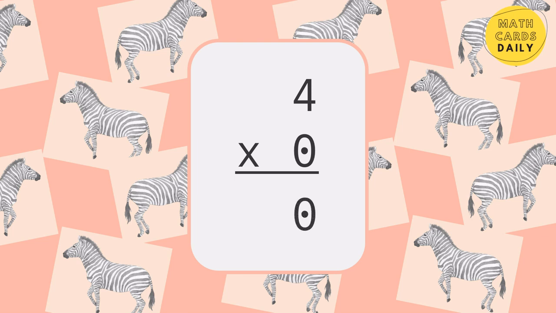Four times 0 is equal to 0. 4 times 1 is equal to 4. 4 times 2 is equal to 8. 4 times 3 equals 12. 4 times 4 is equal to 16. 4 times 5 equals 20.